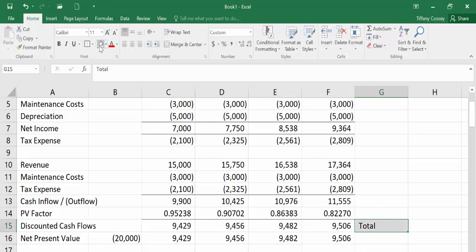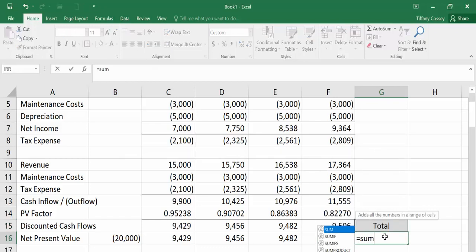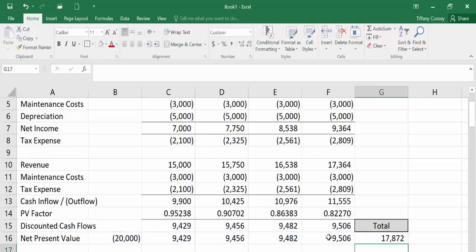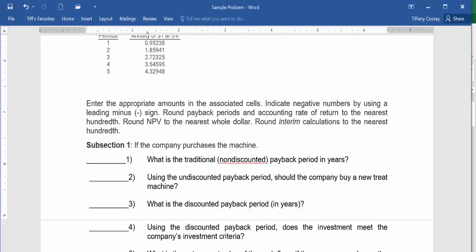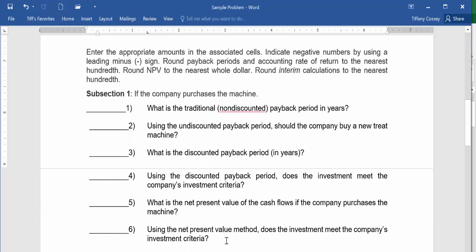And we're going to sum all of the cash flows now. The net present value of buying the machine is $17,872. And when we go back to question 6, it wants to know, using the net present value method, does the investment meet the company's investment criteria?